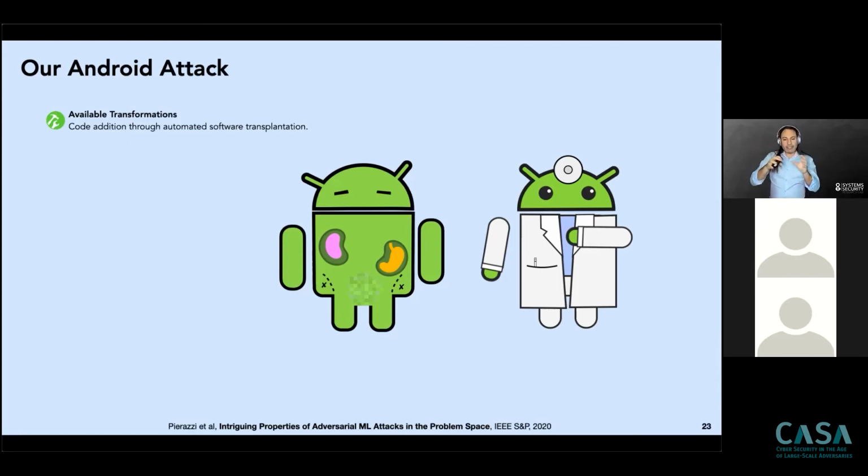We transplant it into the malicious software so that this is something that is needed to fool the classifier. So the available transformations: we add code through automated software transplantation. We preserve the semantics of the malware because the code that we add is realistic. We just don't add a single API, but we add a slice that contains all the related information, and we'll see in a second what I mean by this, of the code.